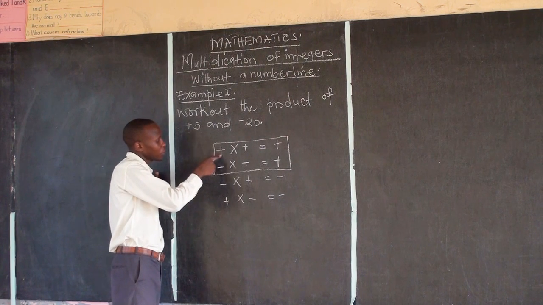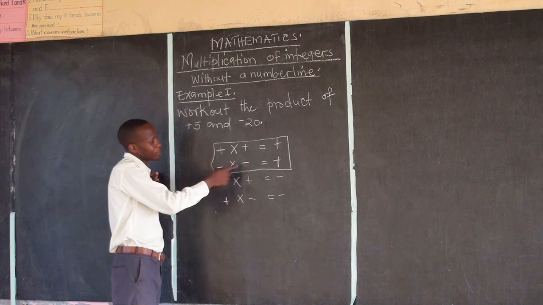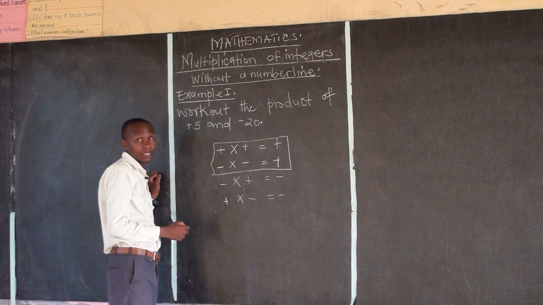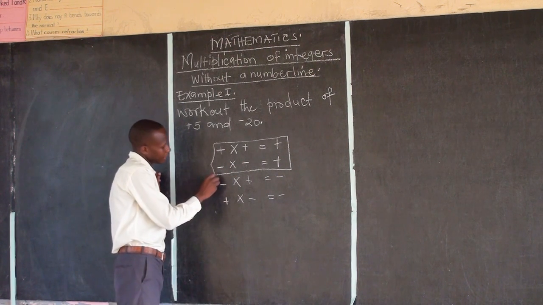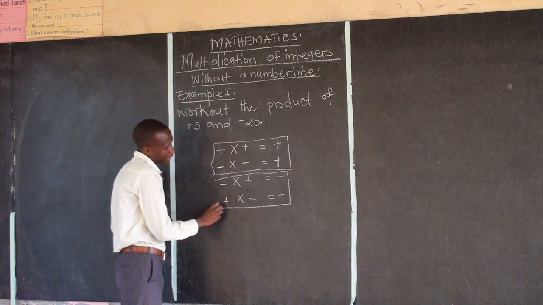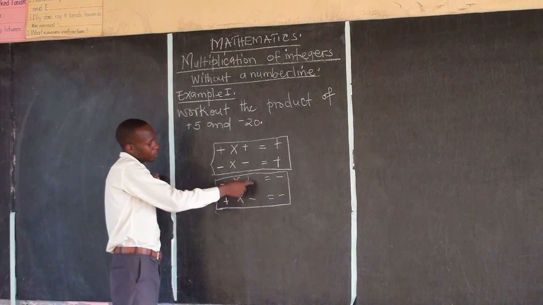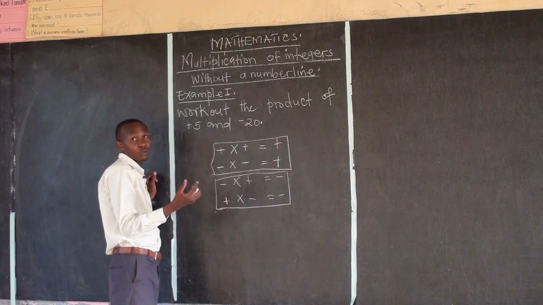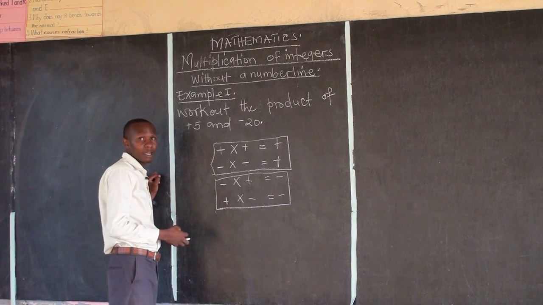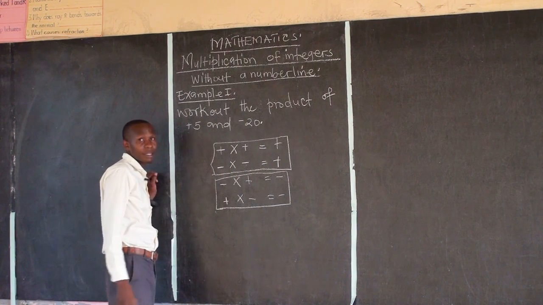So positive times positive will give us a positive. Then negative times a negative will give us a positive at the same time. When we come to the second two options, this group gives us negatives. When you have a negative times a positive, when you're multiplying two different signs, the answer or the product must be a negative result. Then we have positive times a negative. That one also gives us negative.